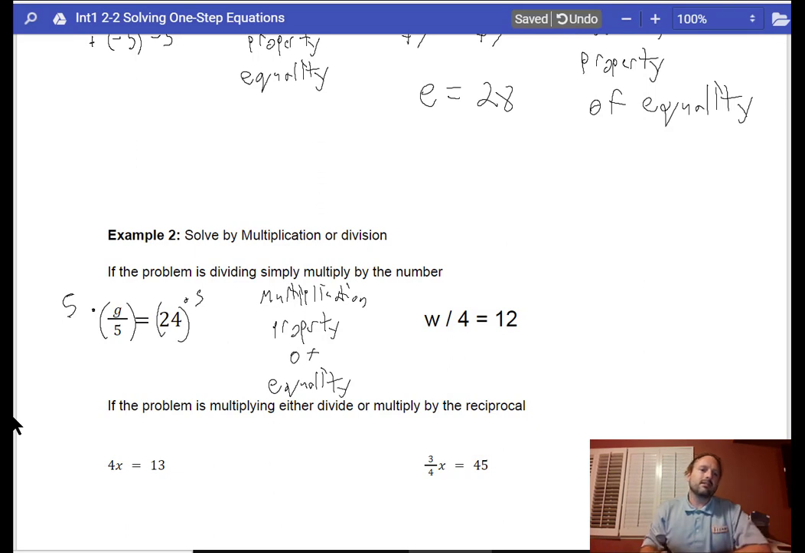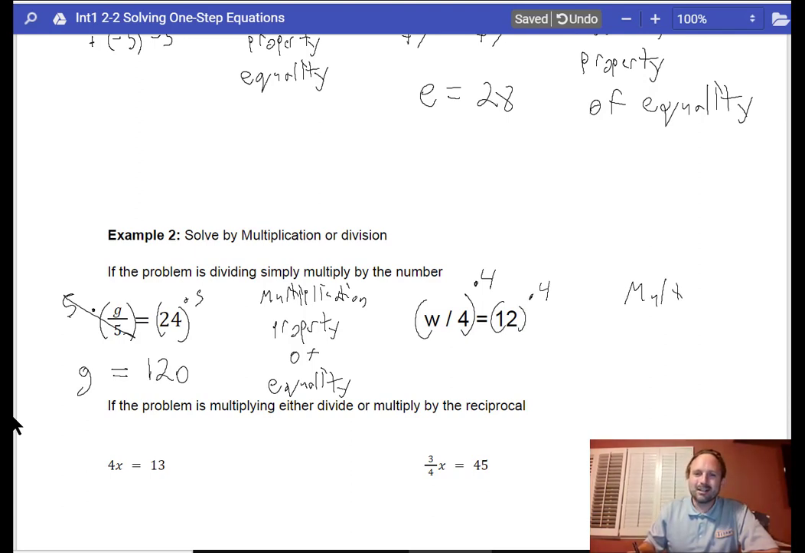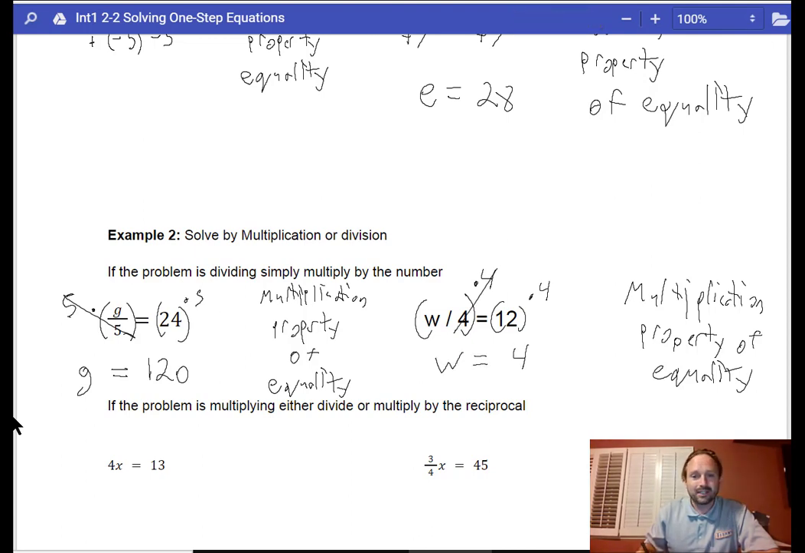So let's go into that. 5 divided by 5 would cancel out, and I would get g is equal to 5 times 24, which is 120. Now over here I have w divided by 4. So to get rid of that, I'm going to times 4 on both sides using the multiplication property of equality. Now this is taking me longer to write than to actually solve it. That would cancel out and I would get w is equal to 48. The end. Let's go on.